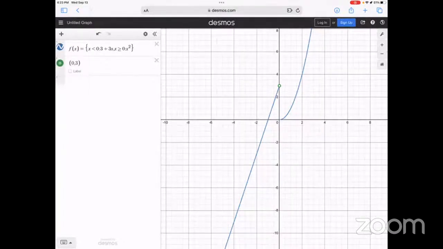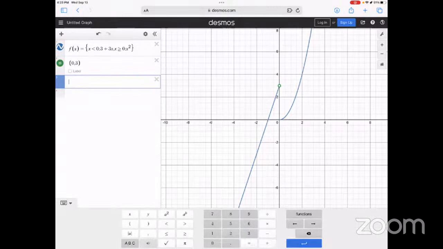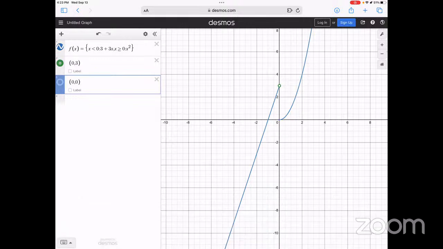How do we do it? Let's plot the point 0, 0. And then actually that looks decent. I'll just do the same color. Matter of fact, we can go like this. Okay, so now we get something like this, right?